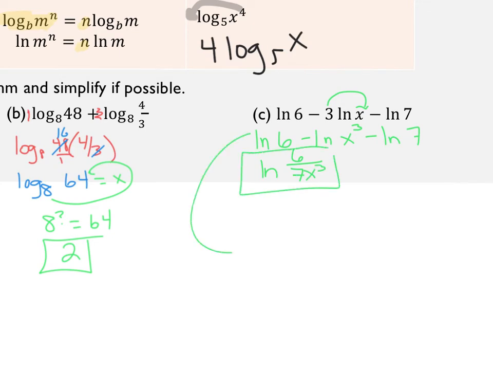Now the other thing you can do is think of it as natural log of 6 over x cubed divided by 7. Well, how do you divide fractions? You multiply by the reciprocal of the divisor. So natural log of 6 over x cubed times 1 over 7, and then you multiply straight across. So that is why the 7 is in the denominator.